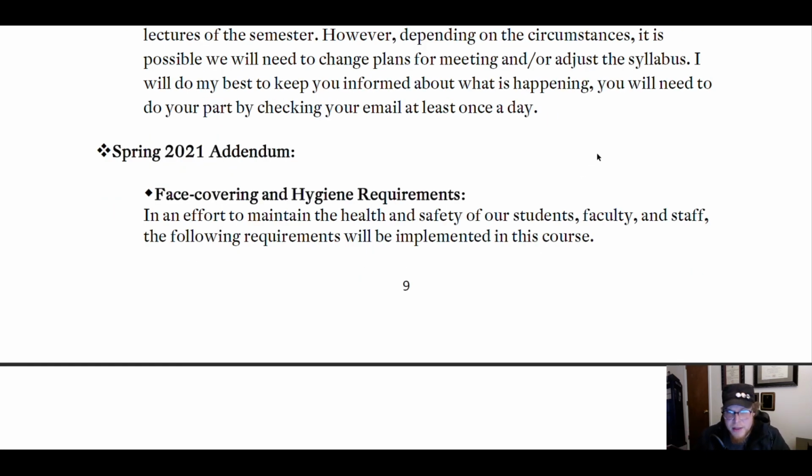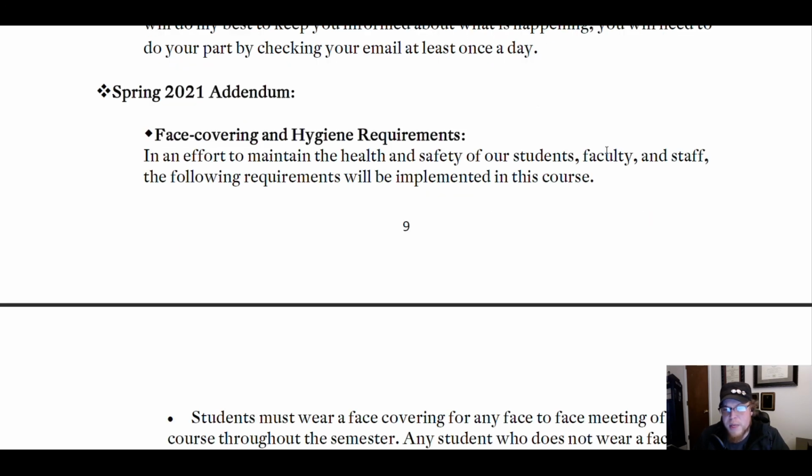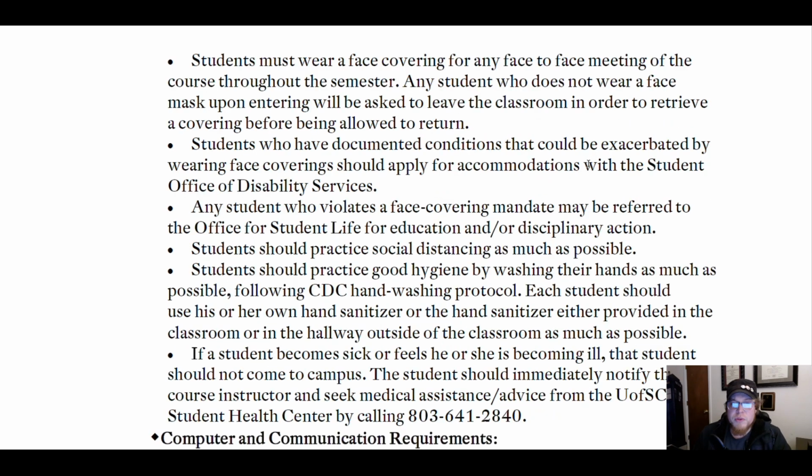In an effort to maintain the health and safety of our students, faculty, and staff, the following requirements will be implemented in this course. Students must wear a face covering. For any face-to-face meeting of the course throughout the semester, any student who does not wear a face mask upon entering will be asked to leave the classroom in order to retrieve a covering before being allowed to return.